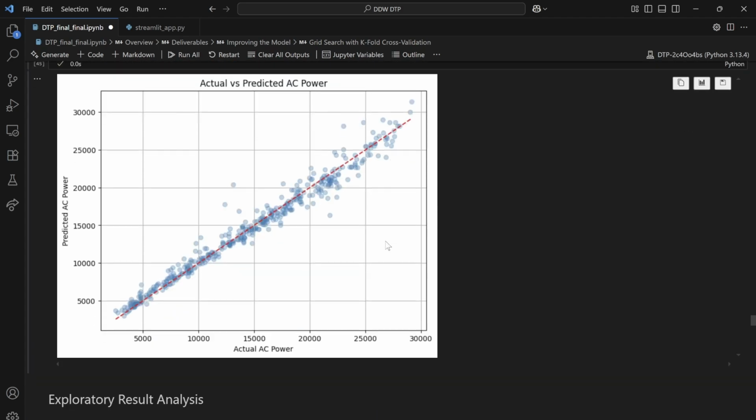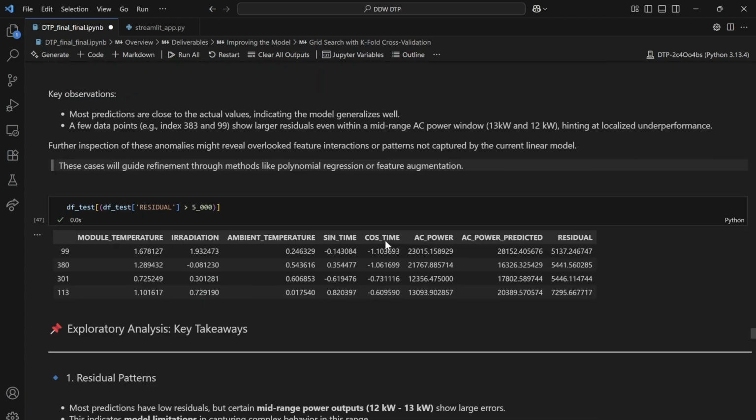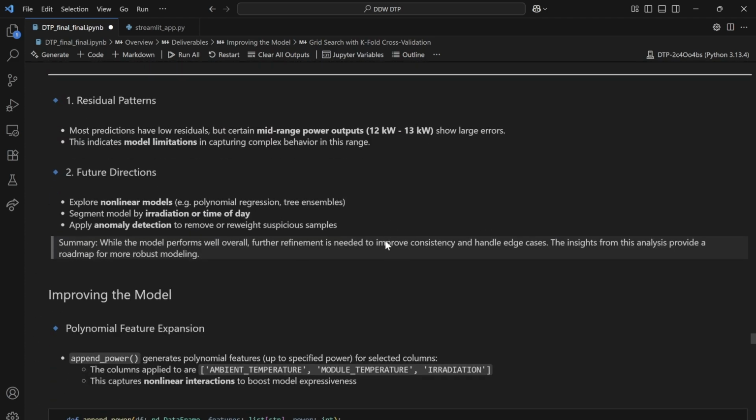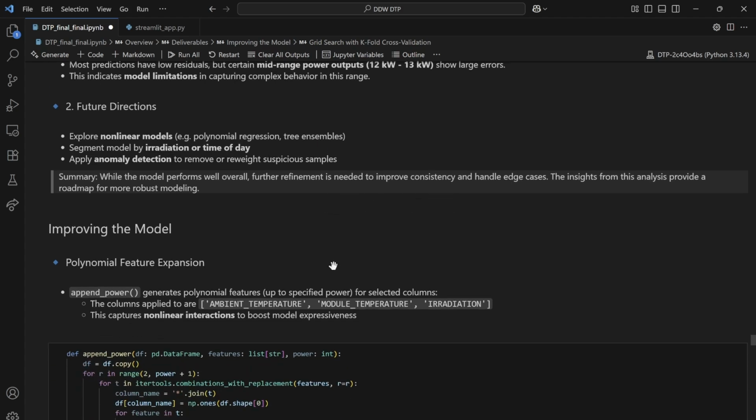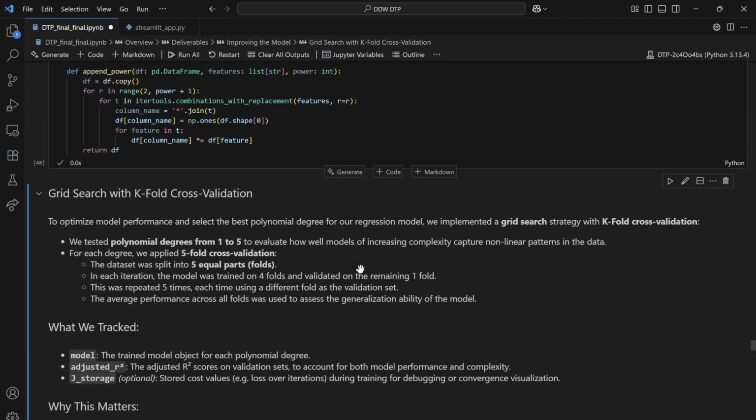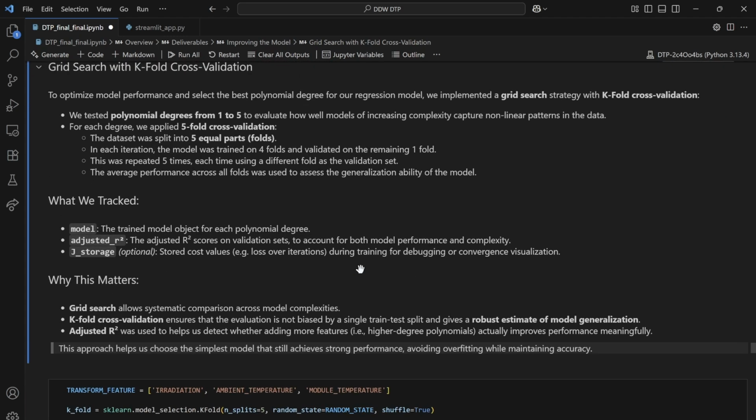Now, in order to improve our model, we explore the dataset more, and we realize through our residual patterns that most of our predictions have low residuals, but certain mid-range power outputs from 12 to 13 kilowatts show large error. This indicates limitations in capturing complex behavior within these ranges. So one of our ideas to improve was to explore nonlinear models such as polynomial regression. To do this, we used grid search with k-fold cross-validation, and we tested polynomial degrees from 1 to 5 to evaluate how well it would do with increasing complexity.